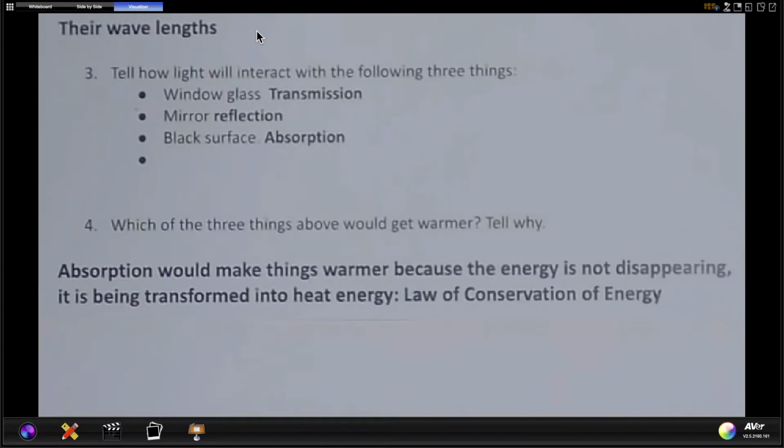Remember, the law of conservation of energy says that energy is never created or destroyed. So if you see light as a form of energy, if you see it get absorbed, it seems to disappear. It's just changed into something else. And certainly if it's a black surface, it's going to be changing into thermal energy.